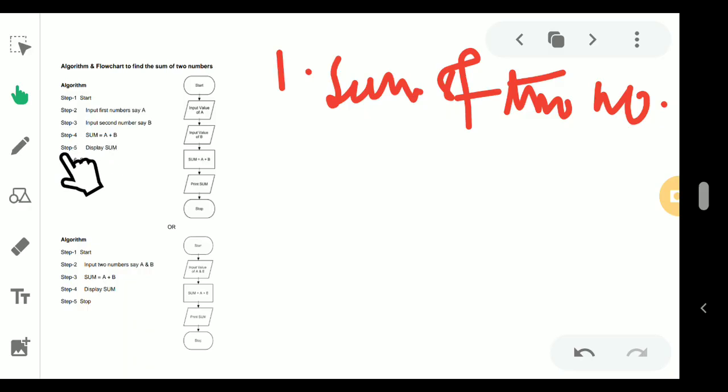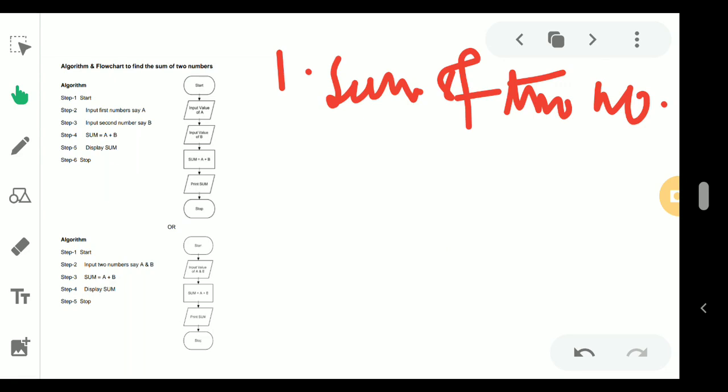And step 5 is display the sum. Whatever result I am getting is present in the sum variable, and that's why we display the sum variable. And then next is stop. So how can we draw the flowchart for it?